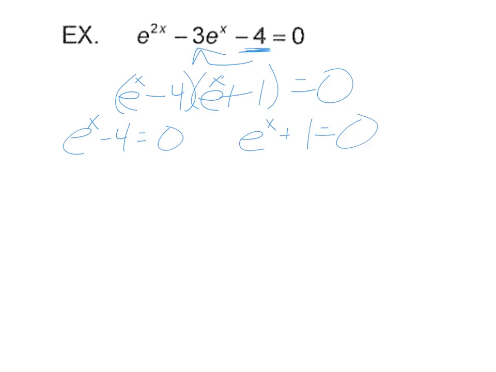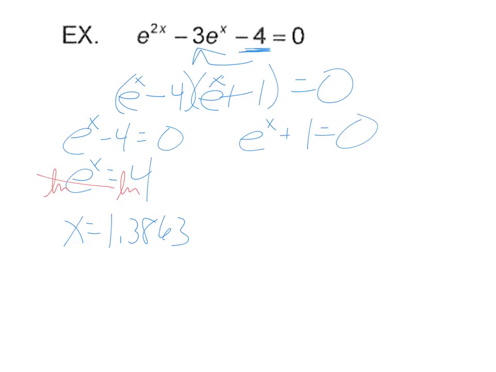And then we're going to solve each one. So add 4, e to the x equals 4. Natural log both sides. x is the natural log of 4, which is 1.3863.